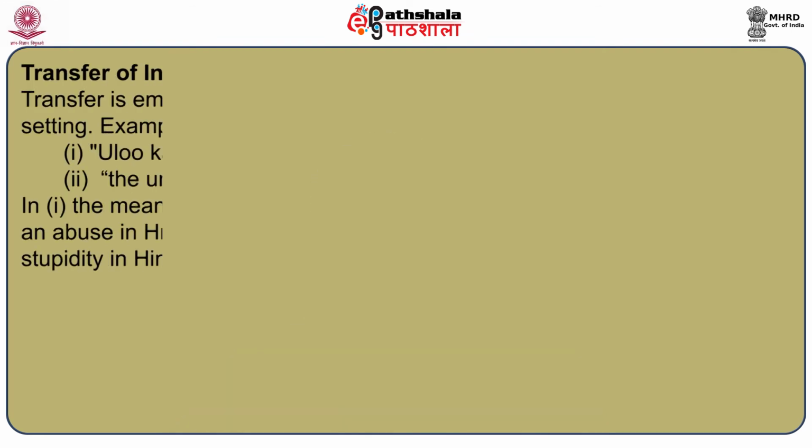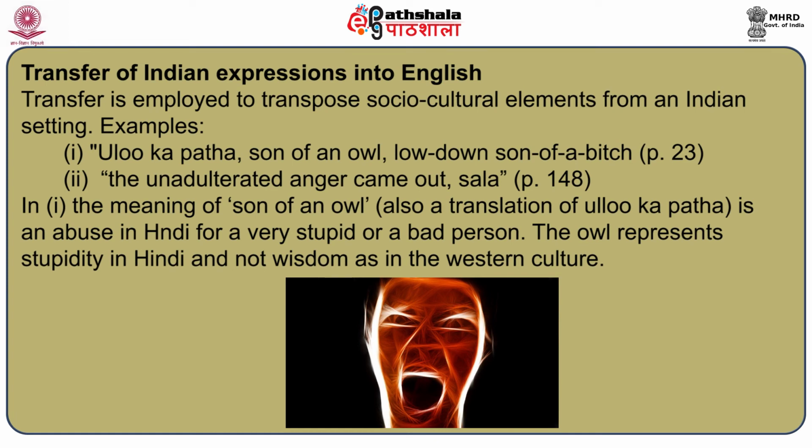The author uses popular slangs and abusive language which we hear on the streets in India in order to bring the local regional flavor in the text. Some examples of this almost abusive language is: pigs, pigs, son of pigs, suar ka bacha, Biju shouted. Second example, ullu ka pattha, son of an owl, low down son of a bitch, Indian. Third example, the unadulterated anger came out, Sala. Fourth example, the green card, the machut, Sala, ullu ka pattha, 420.